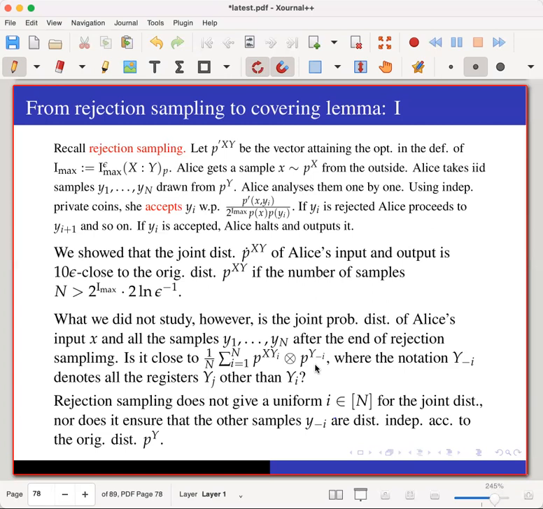Yeah, Neha, you're trying to say something. Yeah, so I don't remember it very well. These samples y1 to yn, are they coming from the shared randomness between both of them? Yes. So when she sends index I, Bob also knows which y_I she's talking about.